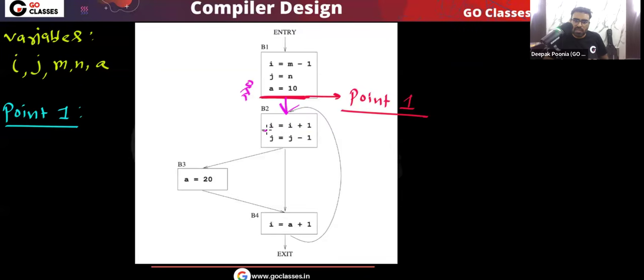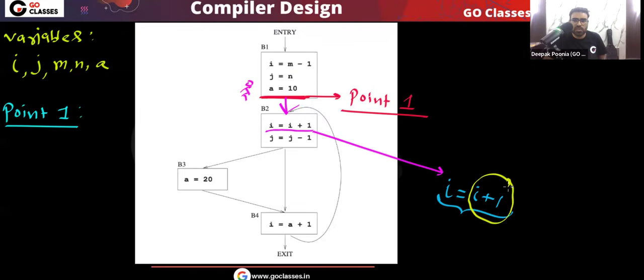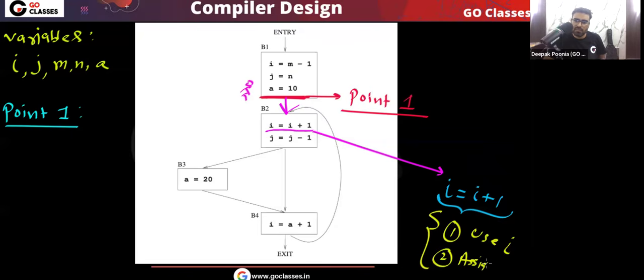You can see here, I equal to I plus 1. Tell me a very simple point here. First I is defined or first I is used? You can notice here I is used also, defined also. So first what is happening? This is the instruction, I equal to I plus 1. Use is happening first or definition is happening first? Here first use is happening, because first you will use I, then you will calculate I plus 1, then you will assign to I. So first we use I, then we assign I.